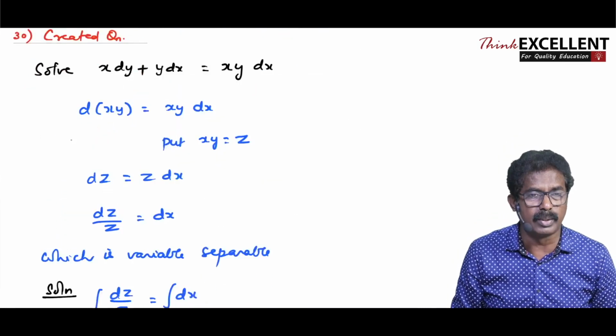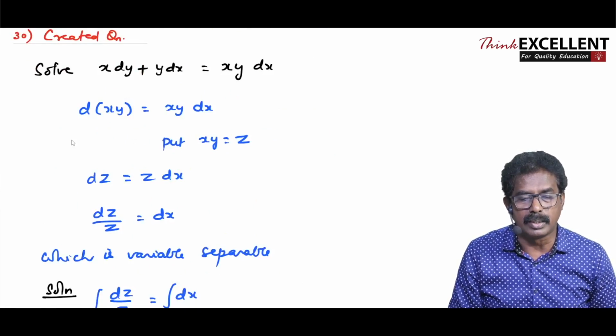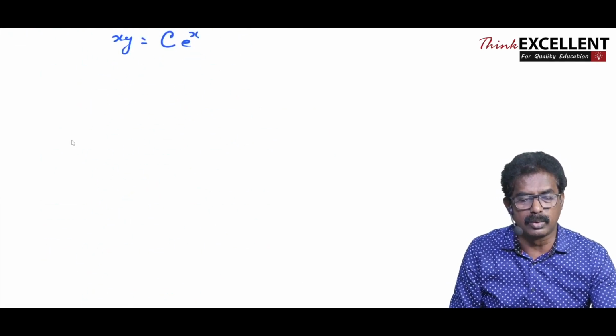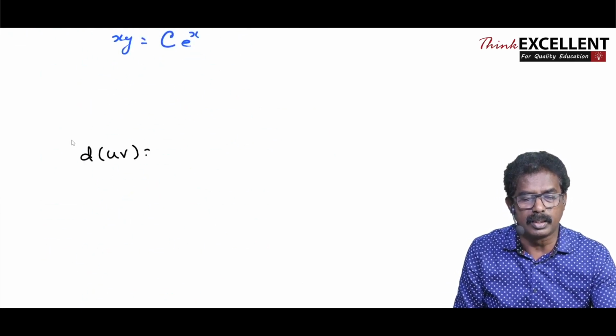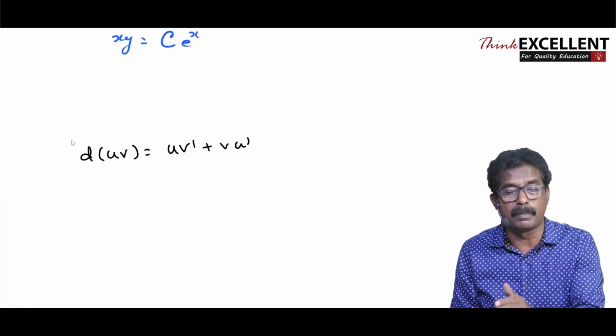Now the last one, the created question: x dy plus y dx equal to xy dx. Listen, you know the product rule, right? Product rule, derivative of uv. It is u v dash plus v u dash, or u dv plus v du.